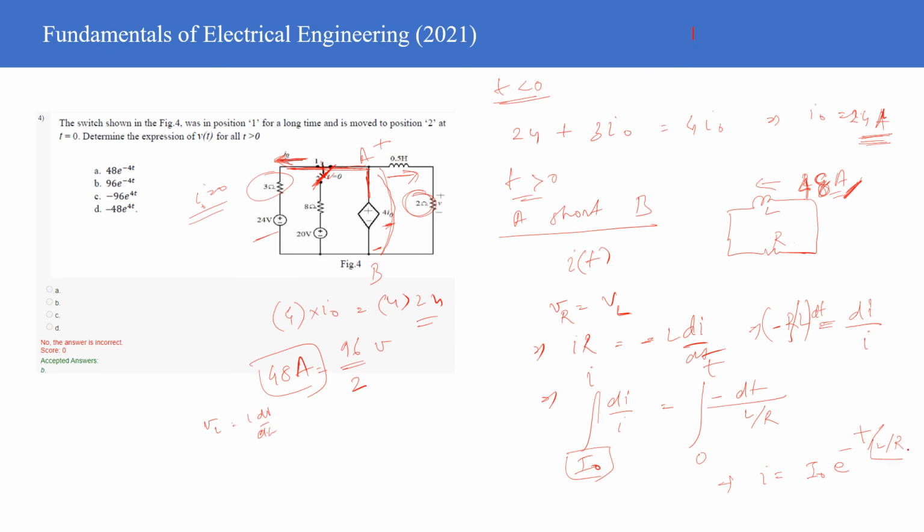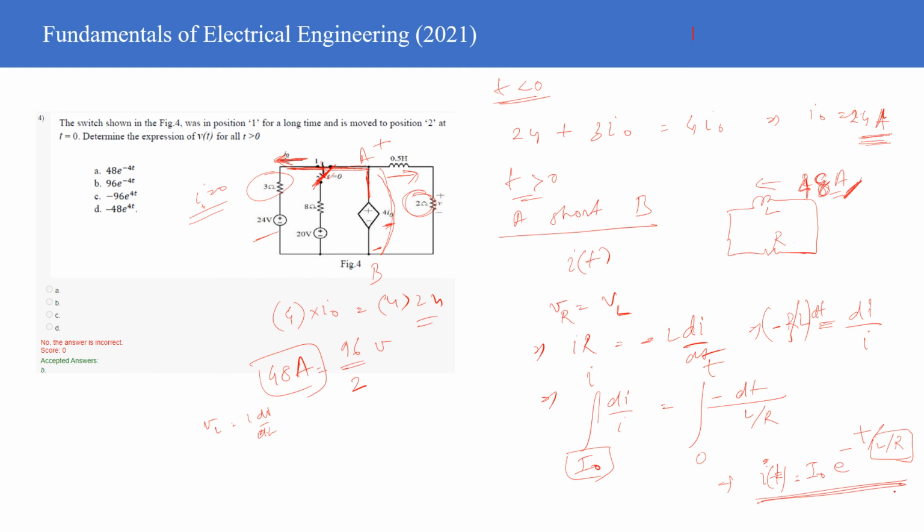Now what is L by R? L by R is the time constant for an LR circuit, right? And this is the expression of current flowing through an inductor as a function of time. Again, this is a very important expression and you must remember it. Just like the two expressions for the capacitance, this is a very important expression for an inductor.